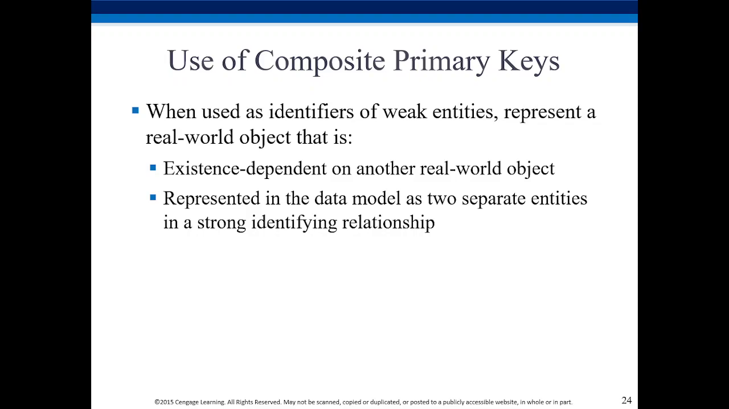So when used as identifiers of weak entities, it represents a real-world object that is, so diba si weak entity, siya ga-depend siya sa other entities. So, existent dependent na siya, ga-depend na siya on another real-world object. And then also, it is represented in the data model as two separate entities in a strong identifying relationship. So muna siya ang most likely ang matabo kung magamit ta sang composite primary keys.